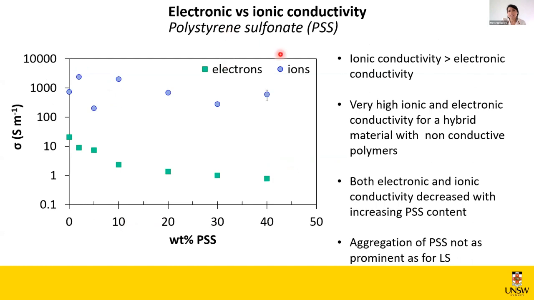In the case of the polystyrene sulfonate, we have the same trend. Ionic conductivity is higher than electronic conductivity. As well, it's impressive that we have this high ionic and electronic conductivity, taking into account we are using non-conductive polymers. And both electronic and ionic conductivity decrease with increasing PSS content. In this case, the aggregation of the PSS is not as prominent as for LS.